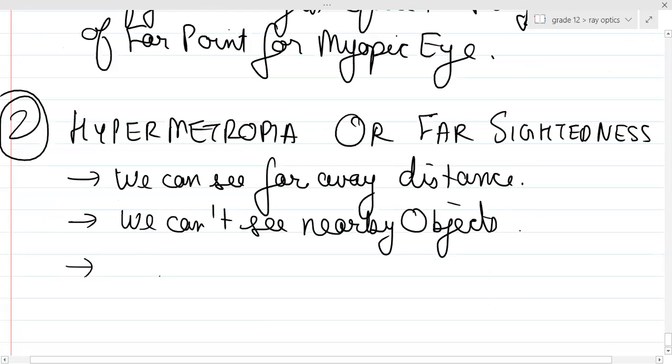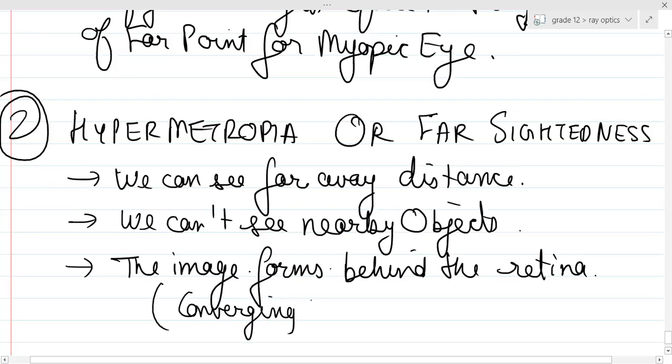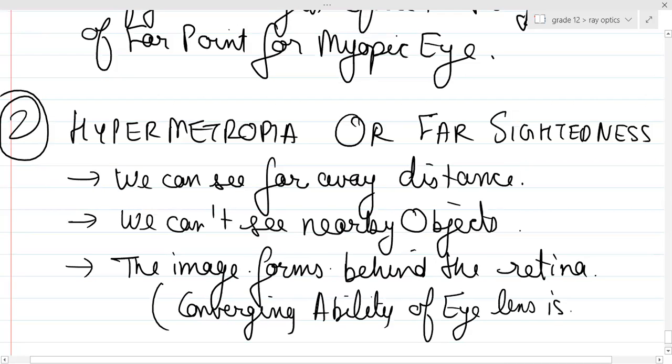Because in the case of hypermetropia, where does the image form? The image forms behind the retina. Okay, so the image forms behind the retina, or you can say the converging ability of the eye is not disabled, but affected. The converging ability of the eye lens is weakened.